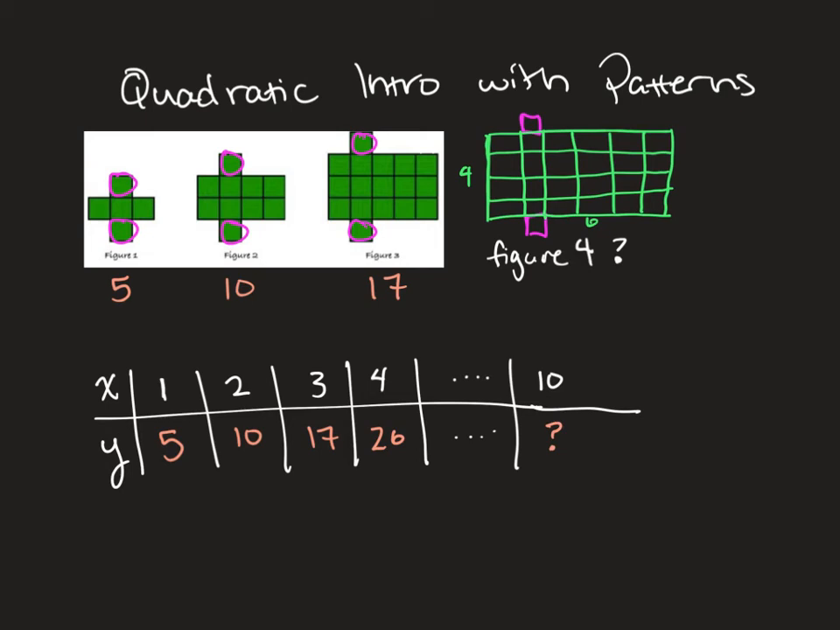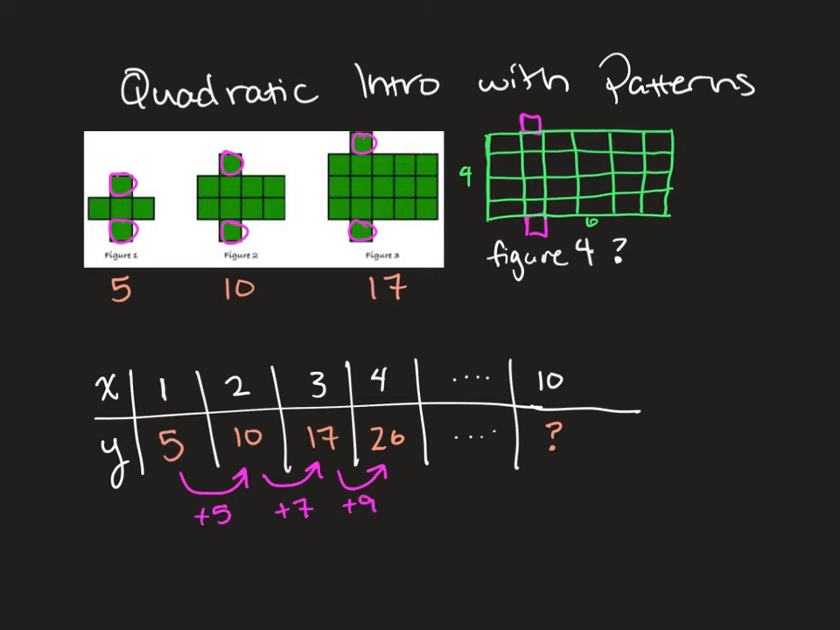One way of answering this question is we could just keep drawing, right? We could go, this is the first one, this is the second one, this is the third one, this is the fourth one. Just like I figured out the fourth one, we could figure out figure 5. But that feels like a lot of work to get all the way up to 10. And if this 10 becomes like 100, that's a lot of work. So I'm going to start looking for patterns, right? I noticed that to go from 5 to 10, I added 5. To go from 10 to 17, I added 7. To go from 17 to 26, I added 9.